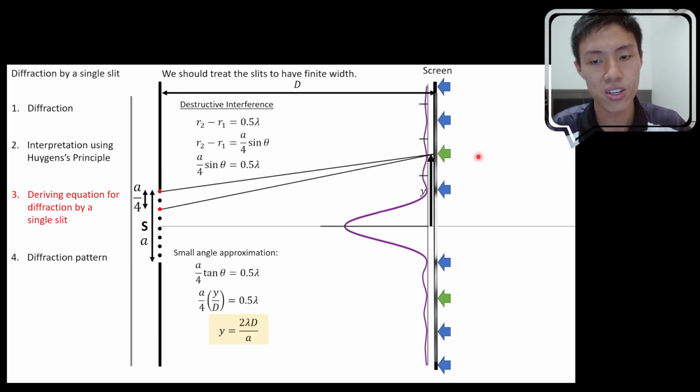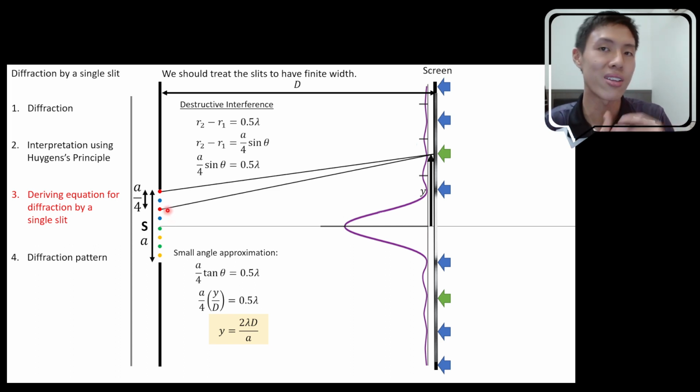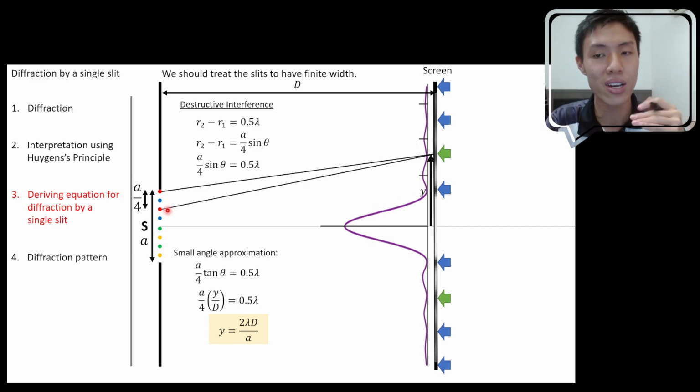For the second dark fringe, you get 2 lambda d over a. Okay, so the same idea will continue to apply. Red cancel red, green cancel green, blue cancel blue, orange cancel orange. So basically everything should form a pair and they should cancel each other out. That's why we always split in even number. We split to 2, we split to 4. We never split to 3. Because it's always even number, then everyone can find a pair, and they can cancel each other out.